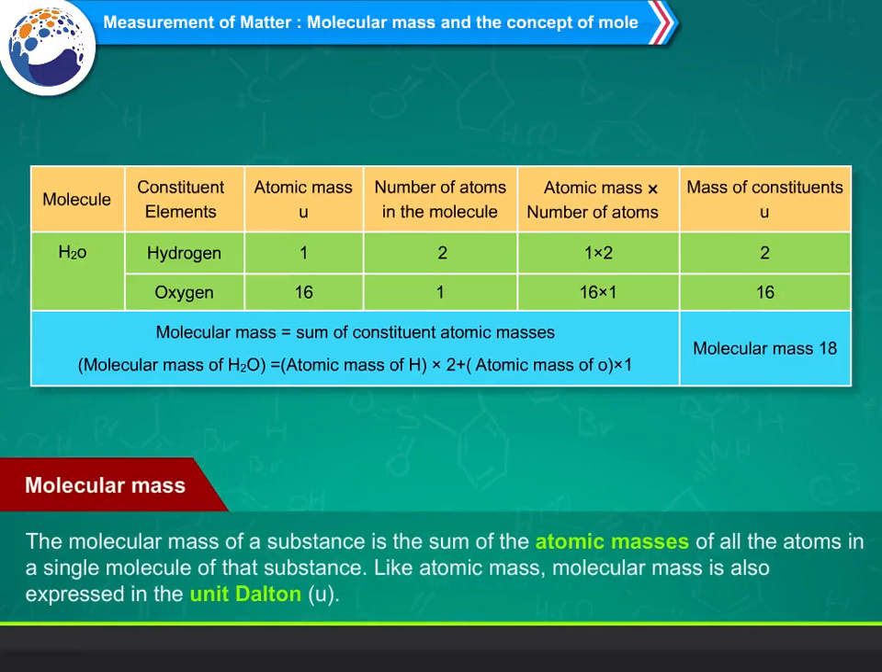Molecular mass. The molecular mass of a substance is the sum of the atomic masses of all the atoms in a single molecule of that substance. Like atomic mass, molecular mass is also expressed in the unit Dalton, u.